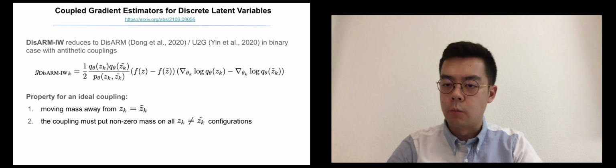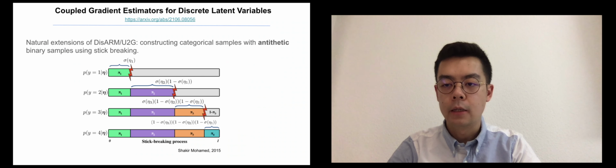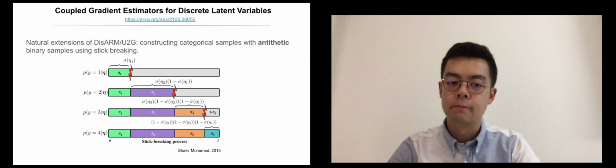DisARM-IW, which is our proposed estimator, will reduce to DisARM and U2G in the situation of binary variables with antithetic couplings. So a natural extension to DisARM and U2G is that we can use the antithetic binary samples to construct the categorical samples. The way to do that is using stick-breaking constructions. As you can see here, we have a sequence of 4 binary latent variables, and we can use stick-breaking to construct a categorical variable with 4 categories.